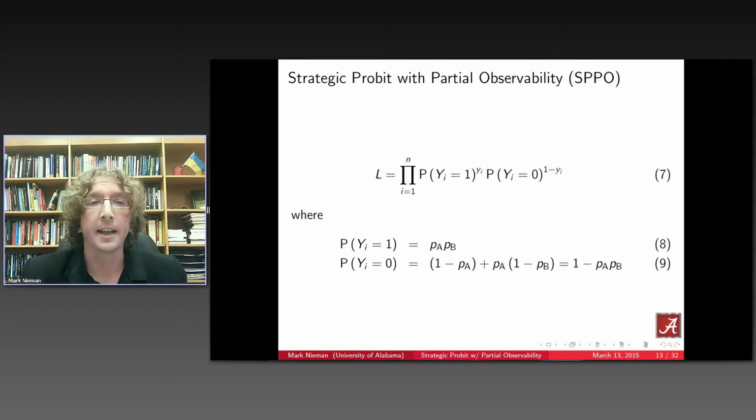What I propose instead is using a strategic probit with partial observability. In this model, we're saying it's partially observed because our outcome variable depends on the joint actions of at least two previous actors, and the outcome actions could be due to one actor or the other. But in order to see any outcome, both actors have to engage in specific actions.